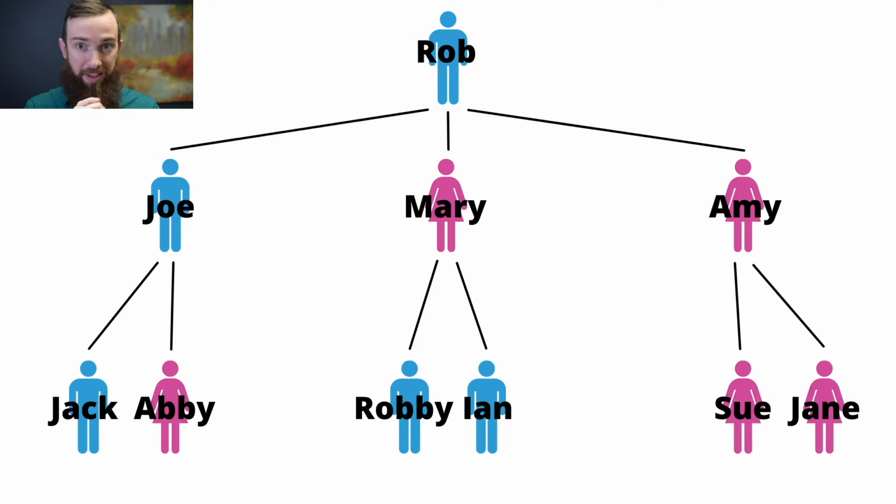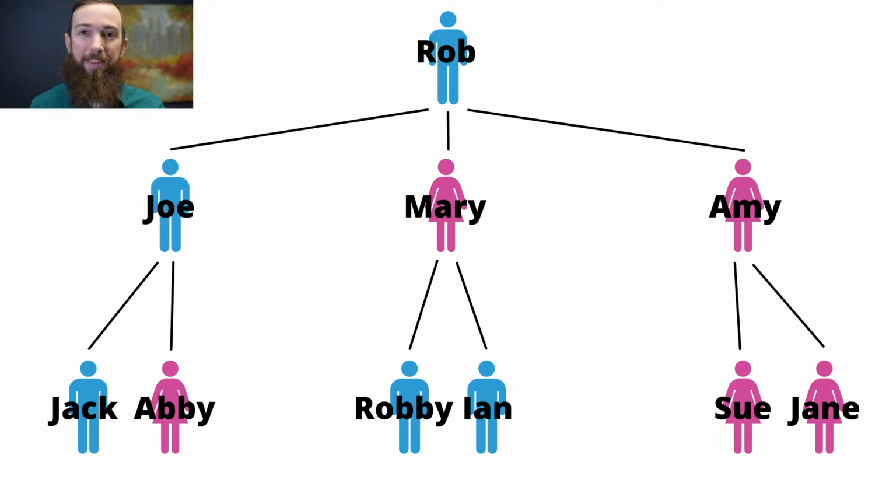So if this is the scenario as is and Rob passes away, then Joe, Mary, and Amy are equally paid out the death benefit. Jack, Abby, Robbie, Ian, Sue, and Jane don't see any of it attributed to them. Now, maybe the parents feel like sharing with their kids, but that is up to each individual parent. As far as the life insurance contract and the life insurance company are concerned, the payout goes to Joe, Mary, Amy, and that's it. Now, I'm sure some of you are already trying to figure out there's a what if and things can go weird.